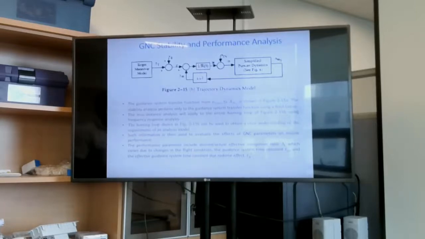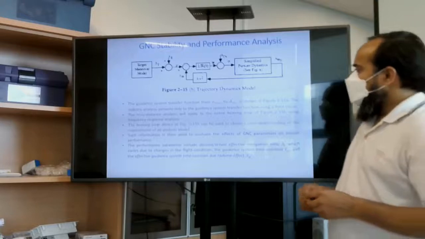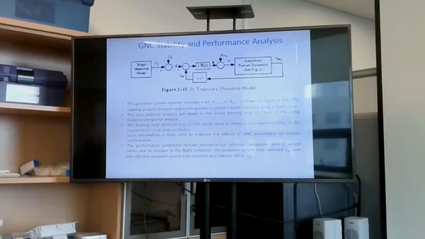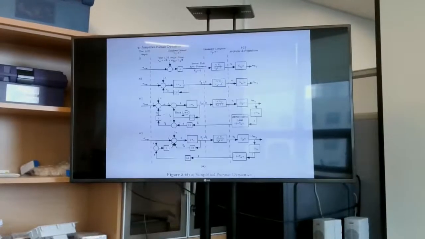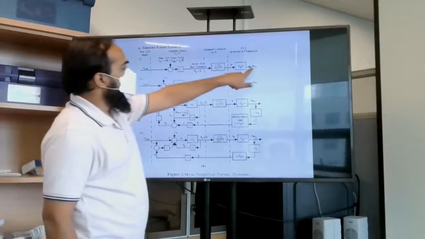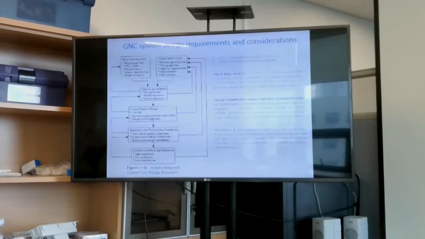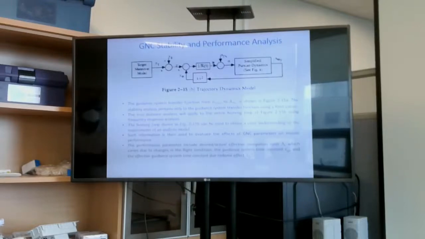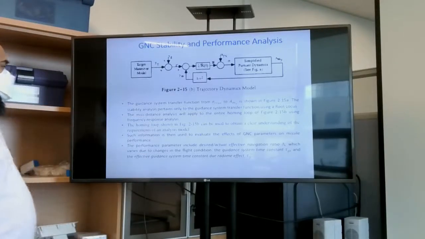Now stability. Consider the simple block diagram of the missile dynamics. As we know, the transfer function is given by this figure. The transfer function of this system is AMI divided by this one, from sigma 2 to AMI as in the figure. The stability analysis pertains only to the guidance system transfer function using root locus, and this analysis will apply to the entire homing loop in this figure using the frequency response analysis.